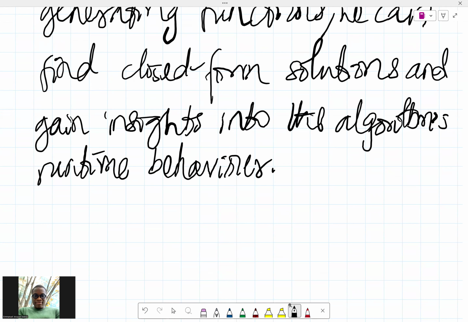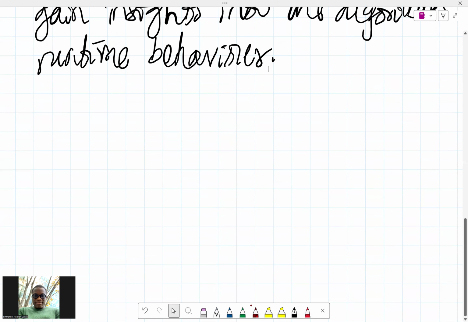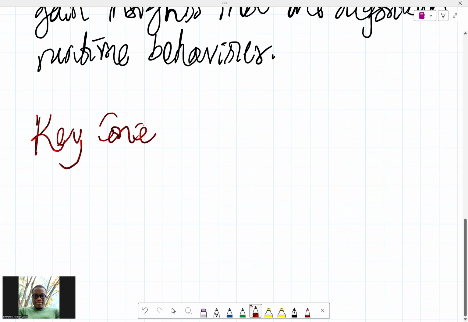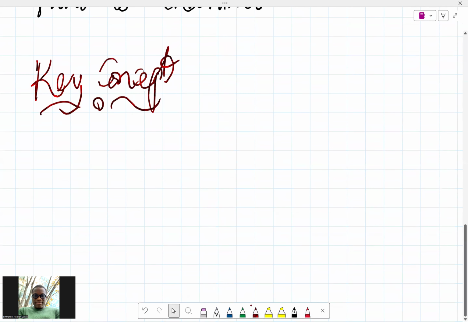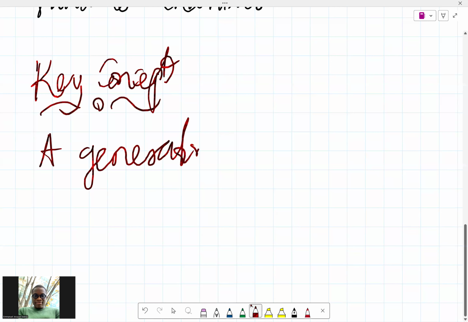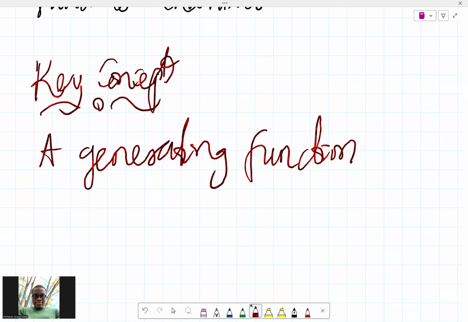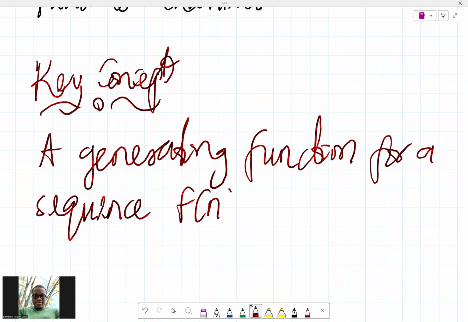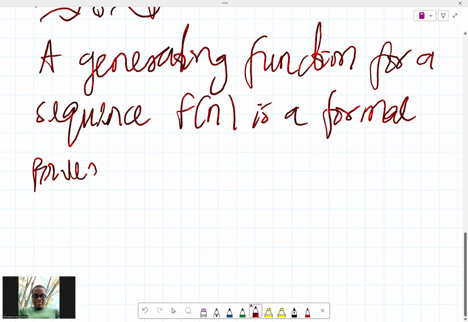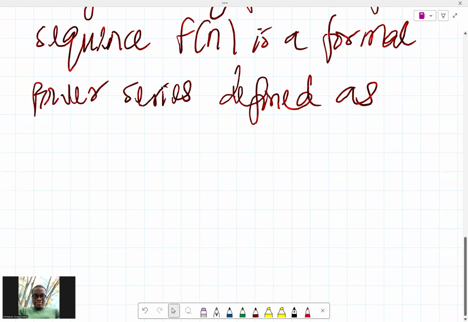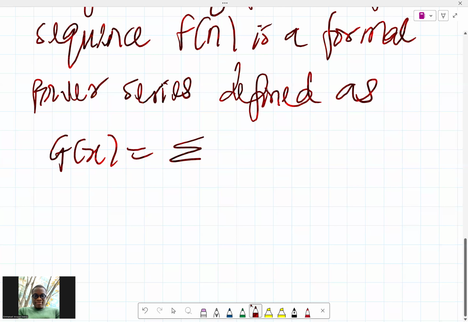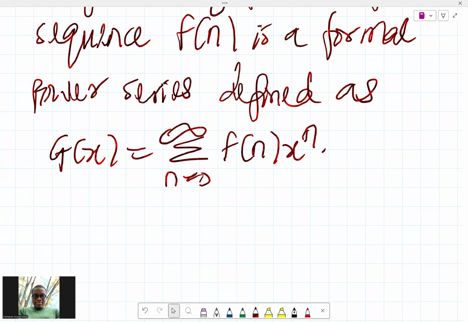Okay, so let's look at some key concepts associated with this. So a generating function for a sequence f of n is a formal power series defined as g of x equals summation from n equals 0 to infinity of f of n x raised to power n. So it's still more like the classic definition we've always had.